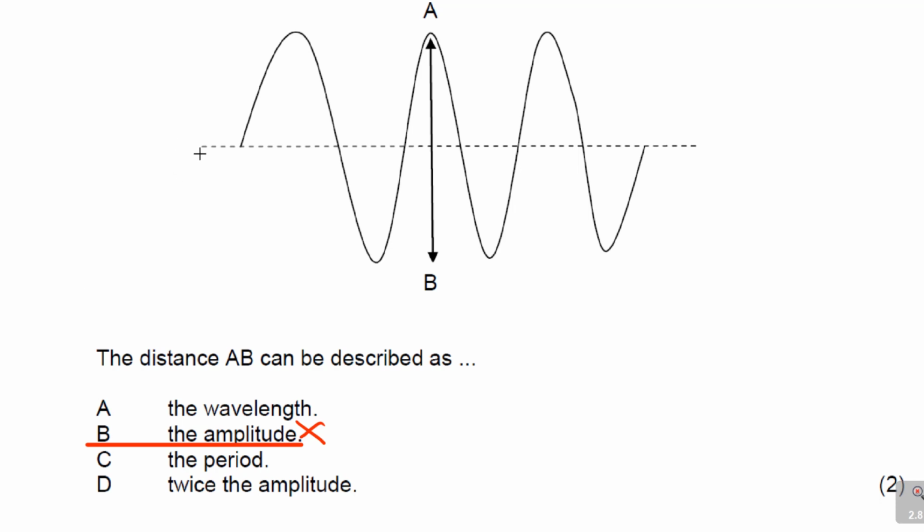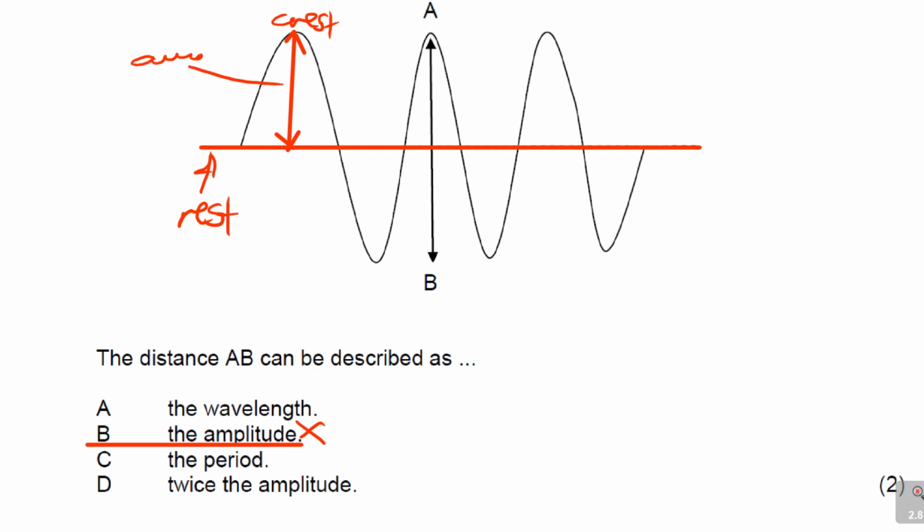Remember, I said always focus on your reference line, the rest point, the point of equilibrium. We call this the rest, and the amplitude is the distance from the rest to crest. So that's your amplitude. But here look at A and B. It's not that. We say the amplitude is the distance from rest to trough, the lowest point.